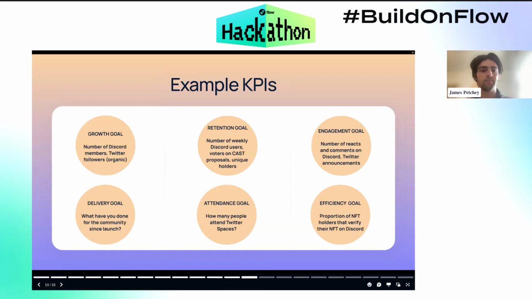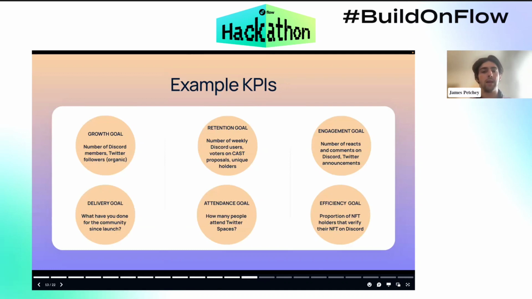Next slide, please, Nish. So to give examples specific to Flowverse of the KPIs that we track, in terms of growth, we look at the number of Discord members and the number of Twitter followers. In terms of retention, we look at the number of weekly Discord users that are communicating in Discord. We look at the number of voters on our community proposals and votes that we put out. And we look at the number of unique holders of our NFTs. And outside of that, looking at the newsletter, we also make sure that we have a constant open rate of our newsletter over time, because that's showing that people are being retained and continuing to be attentive to the content that we're putting out.